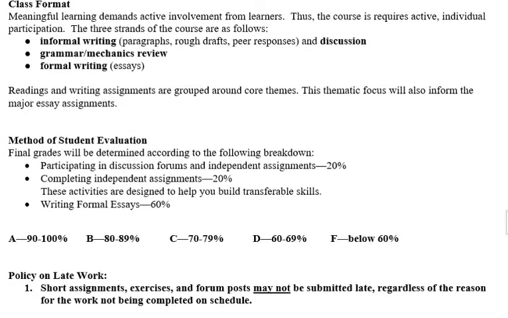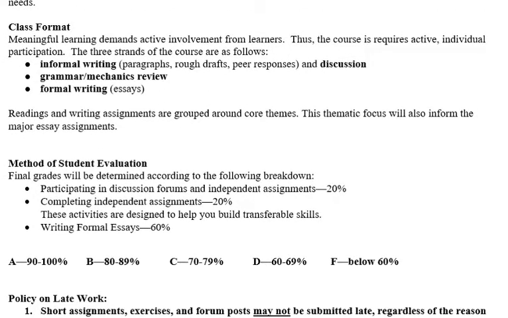Now, coming back toward the end of the syllabus, thinking more focused about the class format, there are 3 threads that are important. The informal writing that you do, which will be paragraphs, rough drafts, peer responses, and participation in the discussion forums. There will be a little bit of grammar mechanical review, and then of course writing some formal essays. How that breaks down is that 20% of your grade will be on the discussion forums and independent assignments that are cloaked in discussion, some exercises, and then 60% of the grade will be the writing of the formal essays.